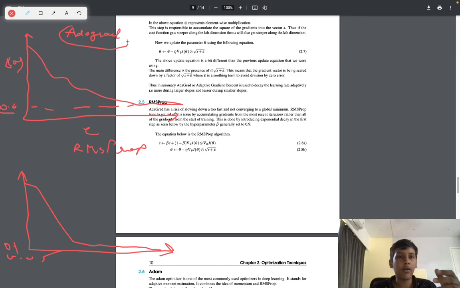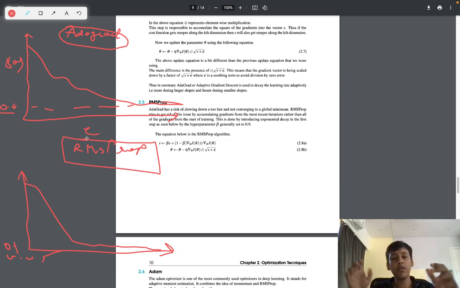And this is why I always say it is important to learn the math, because if you didn't know the math, you wouldn't know the correlation between Adagrad and RMS prop, and you wouldn't know that RMS prop is really just an improvement on Adagrad. Even if you look at the equations, they are highly similar. In fact, the update equations for RMS prop and Adagrad are literally the same equations.